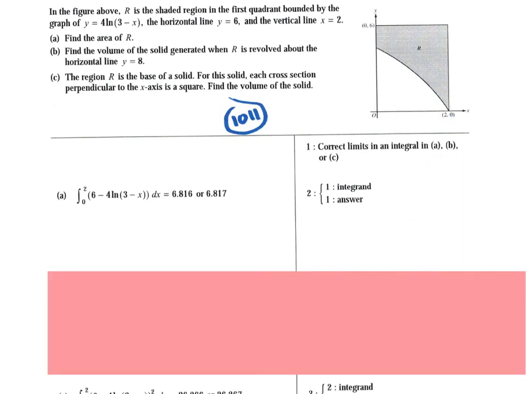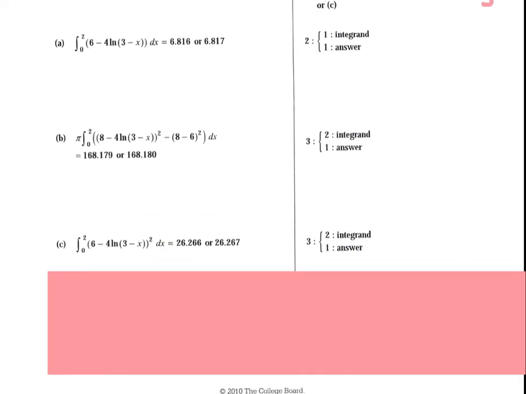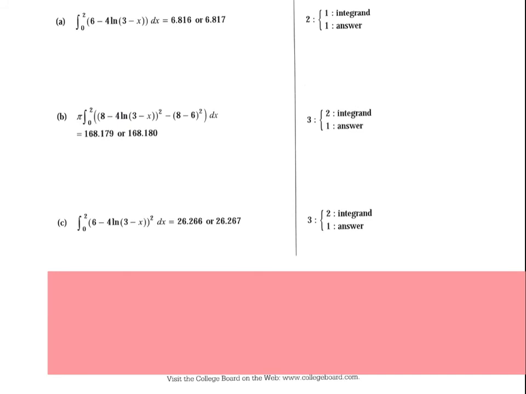Part C. Part C is the region R is the base of a solid. The solid's cross-sections perpendicular to the x-axis are squares. So I'm going to do my best to draw a picture. Here is perpendicular. This is my square. So just separating that out, here is the square. To get that area, you need side squared. So how are we going to do that is the question. Let me move this all up to get to part C. And here is your part C.